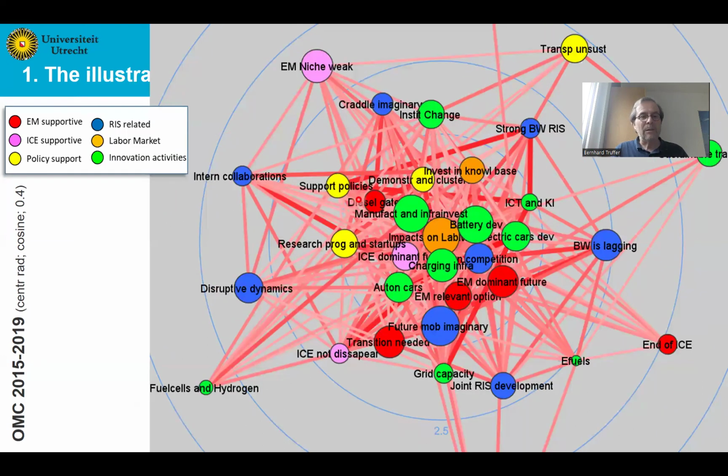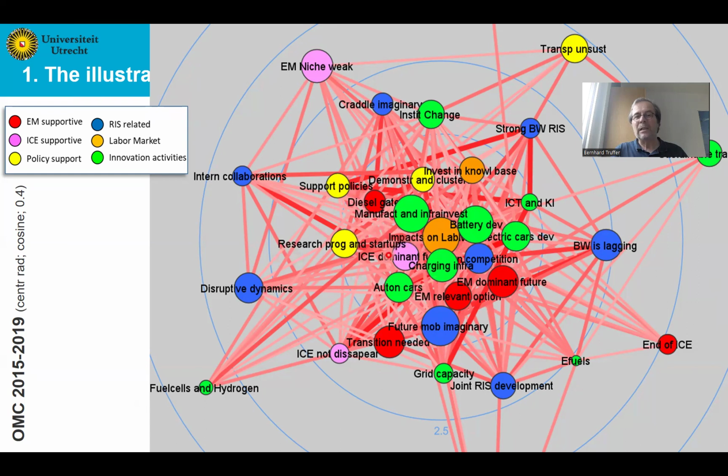The second period, now we see, is from 15 to 19. All the other parameters are the same. We see that the picture has changed quite dramatically. So we see lots of the red nodes, which are now a new one: electromobility will be the dominant future even. And the Dieselgate, which was the challenge that happened together with the increasing market success of Tesla, where actors had to take this option of electromobility much more seriously.